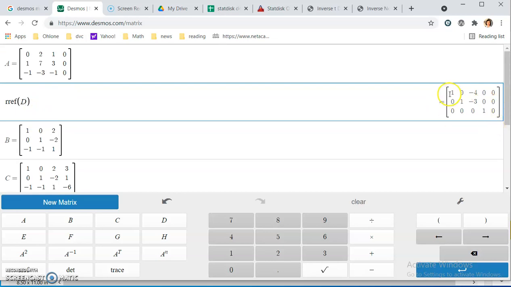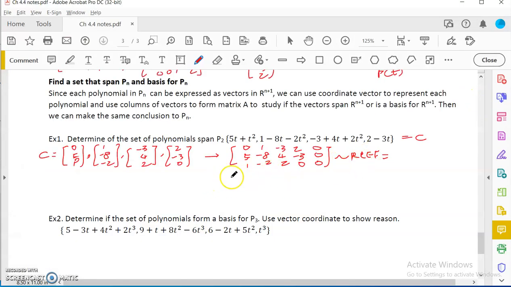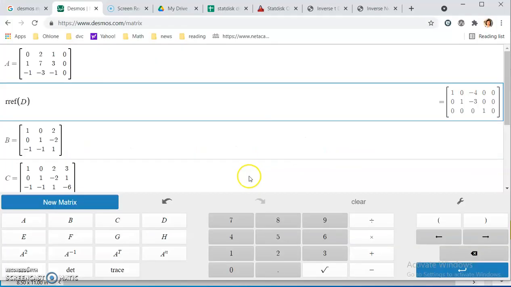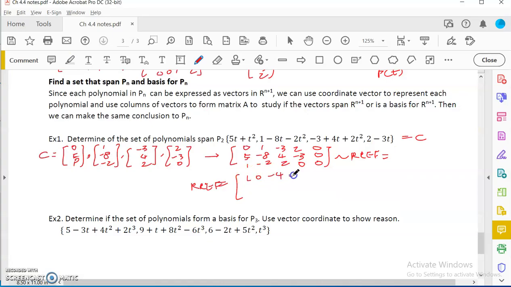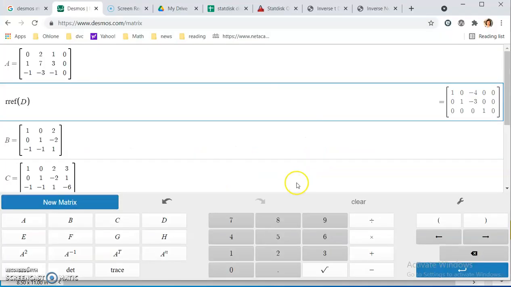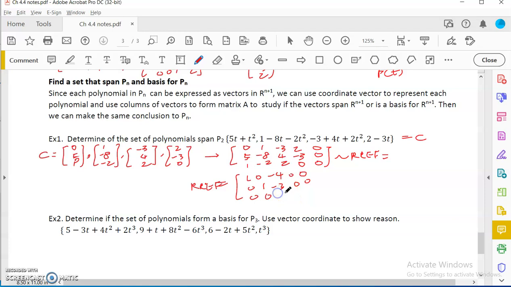Oh, I got, how many pivot positions? 1, 2, 3. I do get 3 pivot positions. So the reduced row echelon form becomes 1, 0, negative 4, 0, then 0, 1, negative 3, 0, and then 0, 0, 1, 0. So I have three pivot positions, 1, 2, 3.